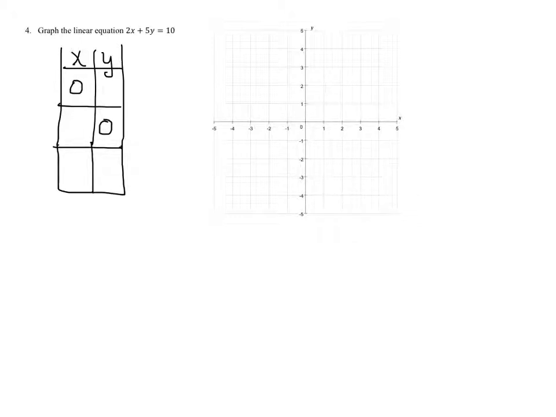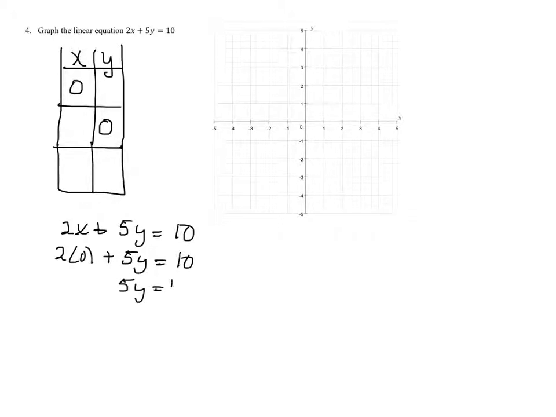Okay. So when x is 0, we're going to put 0 in for x to the equation. 2x plus 5y is equal to 10, and we put in 0 for x. I know that I'm writing out all the steps because it's good. 2 times 0 is 0. 5y equals 10, y equals 2. So 0, 2 is your ordered pair. Okay? And then let's do the 0 for y.